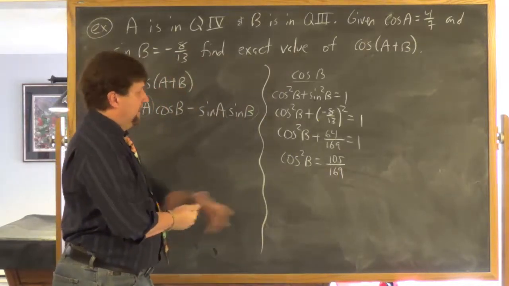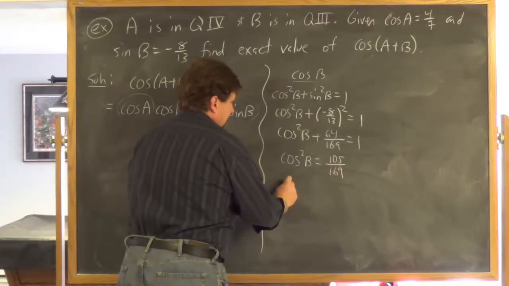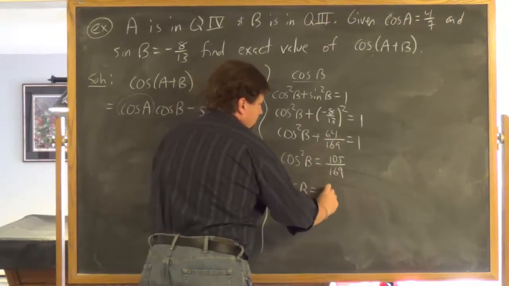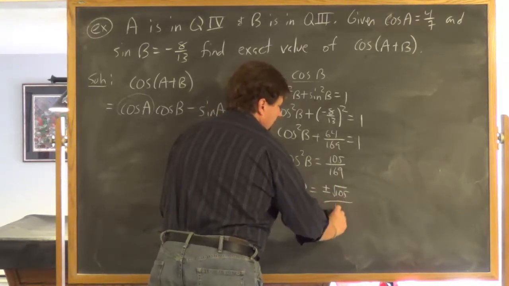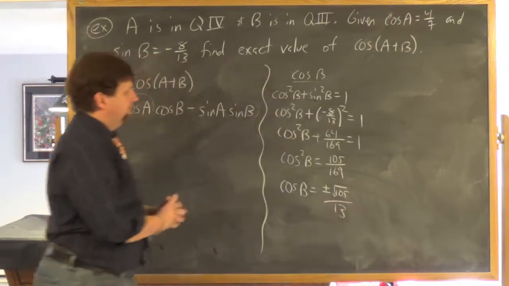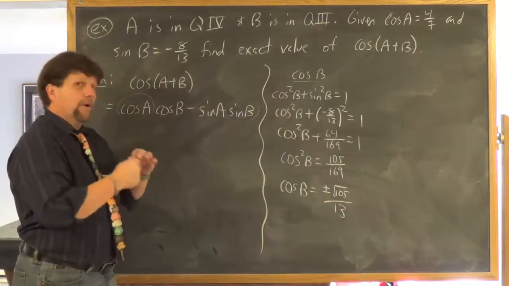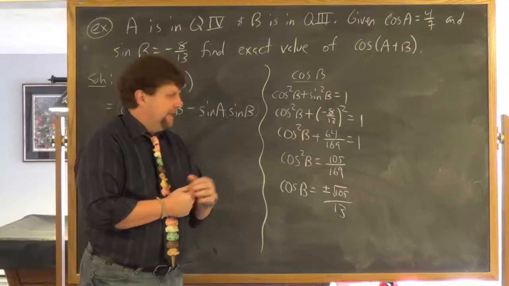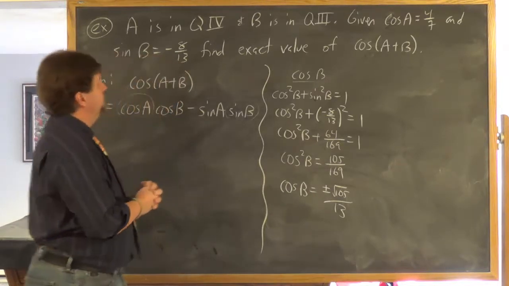I don't like fractions. Take the square root of both sides, and I get cosine of B equals plus or minus the square root of 105 over 13. Which will I use for this problem? Will I use the positive square root 105 over 13 or the negative square root 105 over 13?